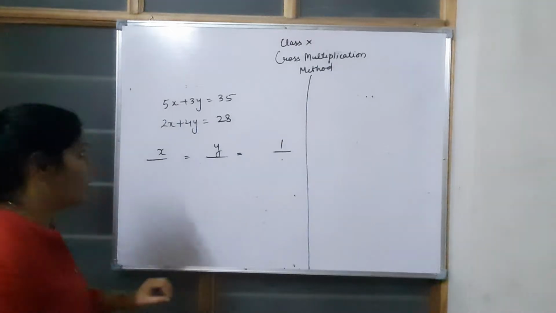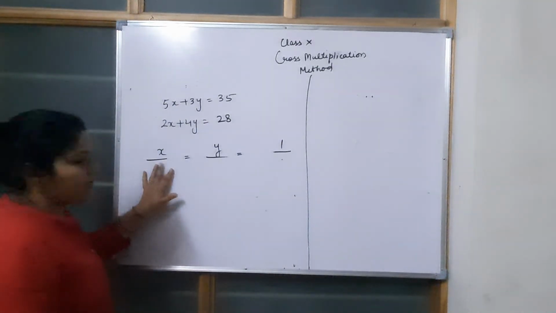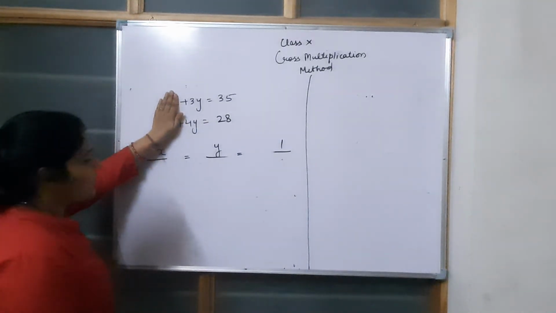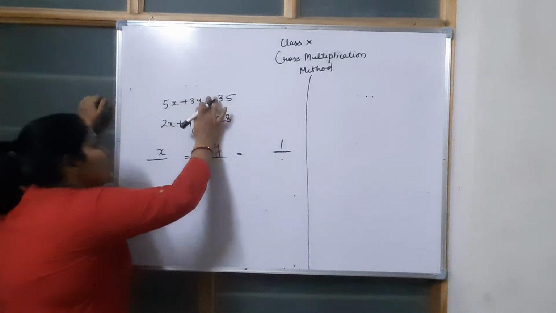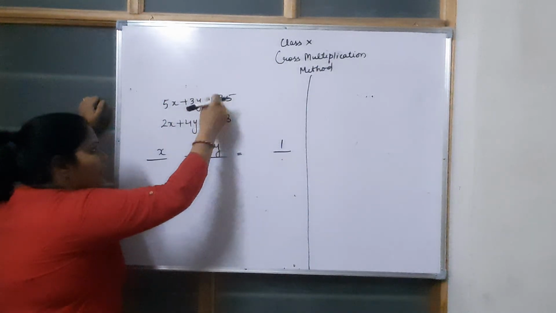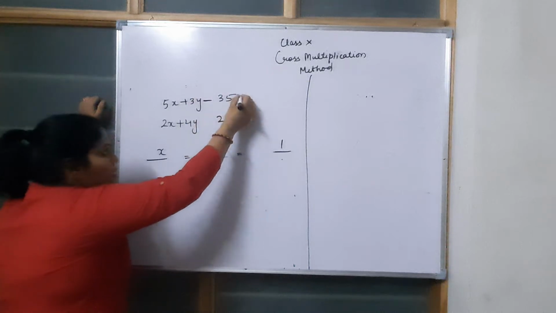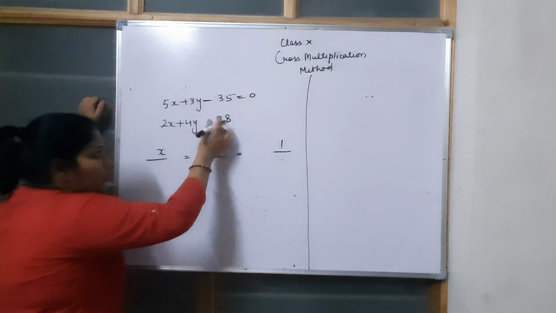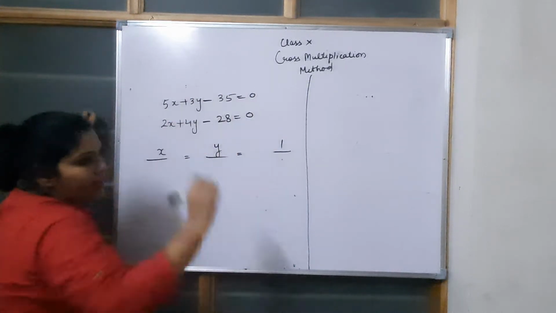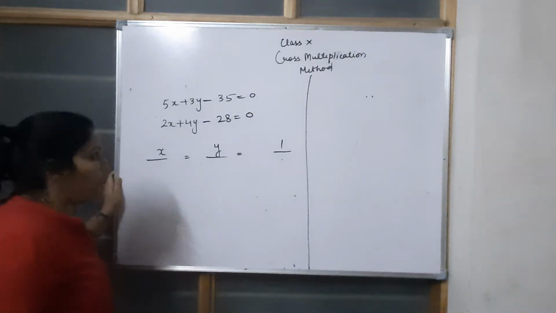Now what to do? Just look here. When we talk about x here, look, bring the 35 to the right hand side here, it becomes minus, and it's 0. This 20 is positive, bring it here, and this is 0. Okay, we are writing in standard form.